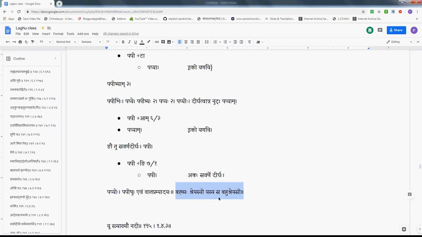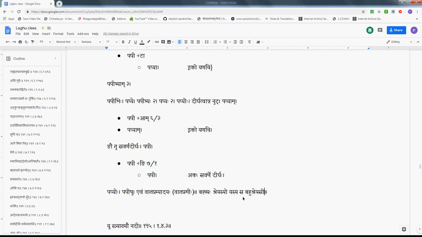Now he moves on to another, bahushreyasi. This word will decline differently. So you see, this bahushreyasi and papishu or vataprameehi. Vataprameehi, how will it be? So this will be vataprameehi. I'll mark in brackets for contrast. Vataprameehi. But here you see bahushreyasi, not bahushreyasihi. Why? We'll see this in the next part.